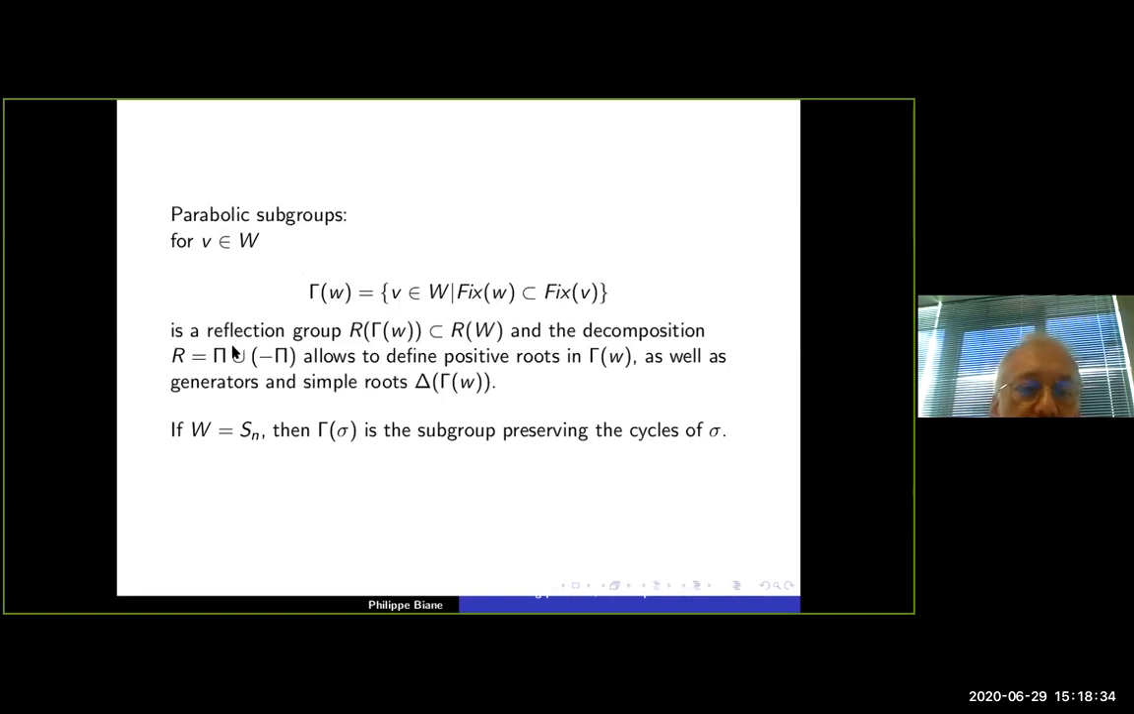Actually, this is, yes, sorry? Is this the usual parabolic subgroups we know from Coxeter theory? Yeah. It's the same. Mm-hmm. It's a reflection group.